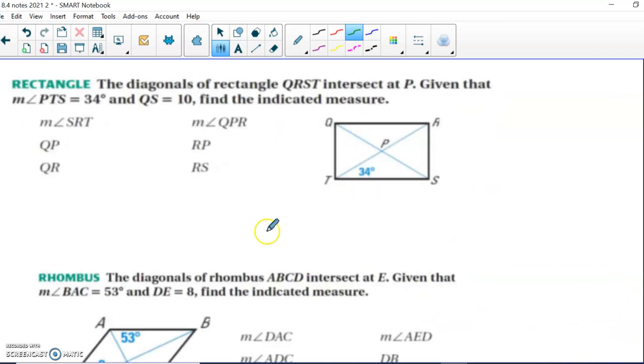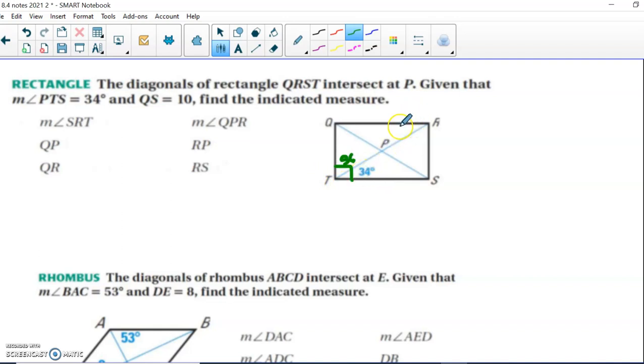All right, I thought we'd try one of each. We'll do one rectangle, one rhombus, one square. So they give us two pieces of information. They tell us the diagonal is 10 units long, and they give us one acute angle is 34. So the first thing I'm thinking is that we have a 90-degree angle. So I'm going to take that 90-degree angle minus my 34. I can see this is 56.